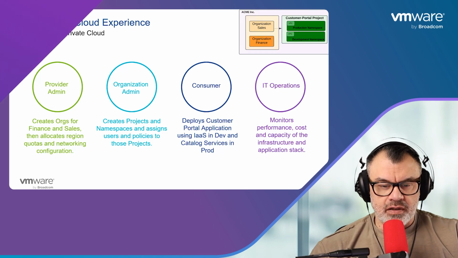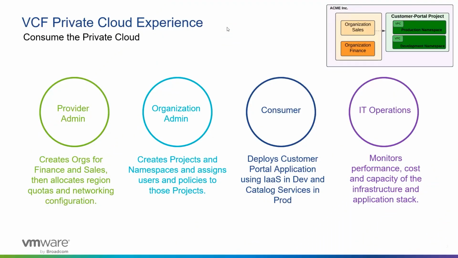So let's get started. On our slide, which is acting as our demo launchpad, we're going to go ahead and click on consumer. This is where the developer or the application team is going to deploy the customer portal application first using the IaaS services into development, which is the development namespace. And then later, we're going to use the catalog items or services to deploy the same application in production.